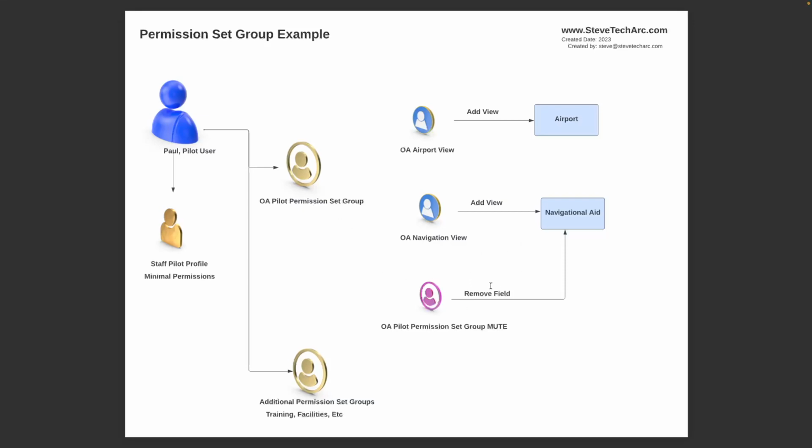And then there is a particular field on the navigational aid that's representative of administration of this data, not actually the use of the navigational aids. So we're actually going to pull that FLS, field level security, away from the pilot so they don't see it. And then the pilot could have additional permission sets for pilot training, facility access, and such. But we're going to build this demo up inside of a sandbox.